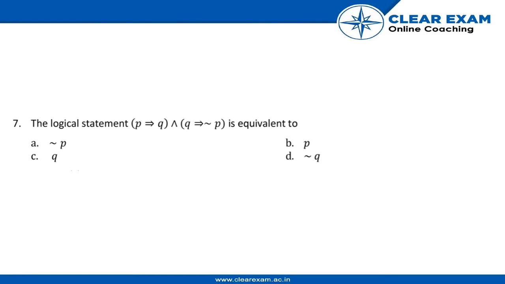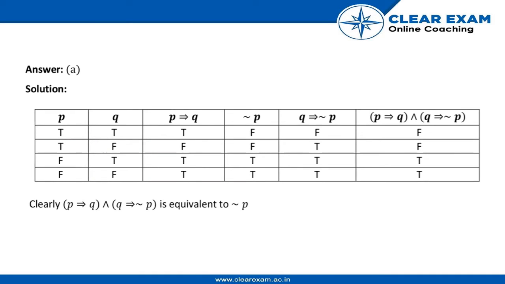Hey guys, now we are going to solve question number 7. Let's see what the question states. The logical statement (P ⇔ Q) ∧ (Q ⇔ ~P) is equivalent to... We have been given four options. We are going to solve this.